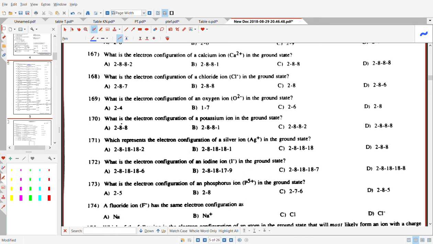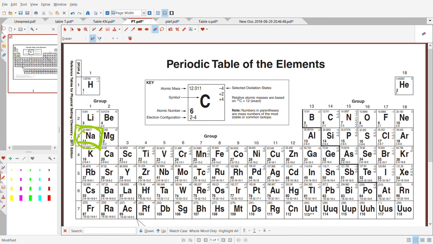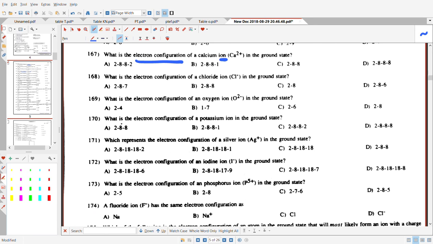Okay, I'm going to go over some electron config problems. This one says a calcium ion. So we're going to look up calcium. Calcium is right over here, 2-8-8-2. So I'm going to write that out. That's ground state, 2-8-8-2. But the +2 means it lost 2, so it's just 2-8-8.